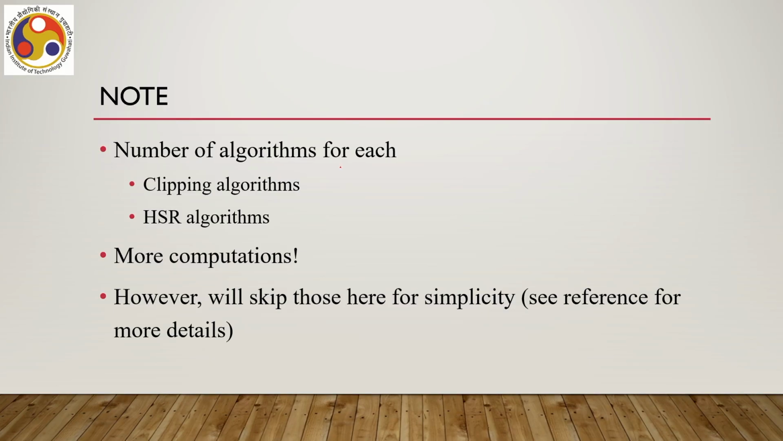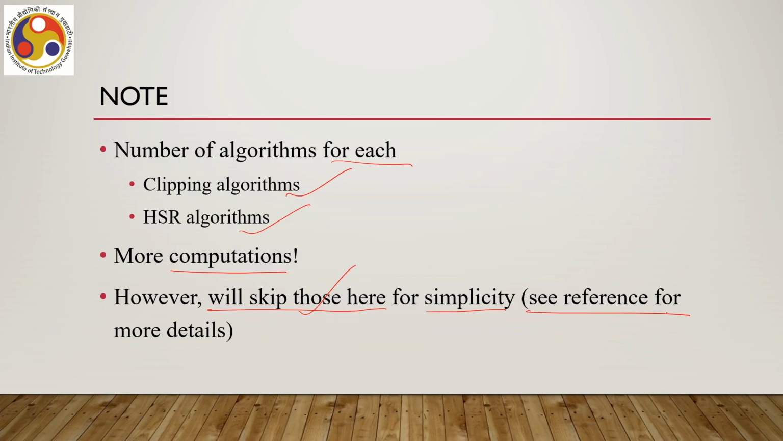There are a number of algorithms for each of these operations, namely clipping and hidden surface removal. They have their own complexities and of course introduce more and more computations in the overall process. However, as is the case with our previous topics, we will skip those here for simplicity. Our objective is just to give you some idea of the amount of computations involved, not to get into the details of actual computations. But those of you who might be interested in learning more, please refer to the material cited at the end for more such details.